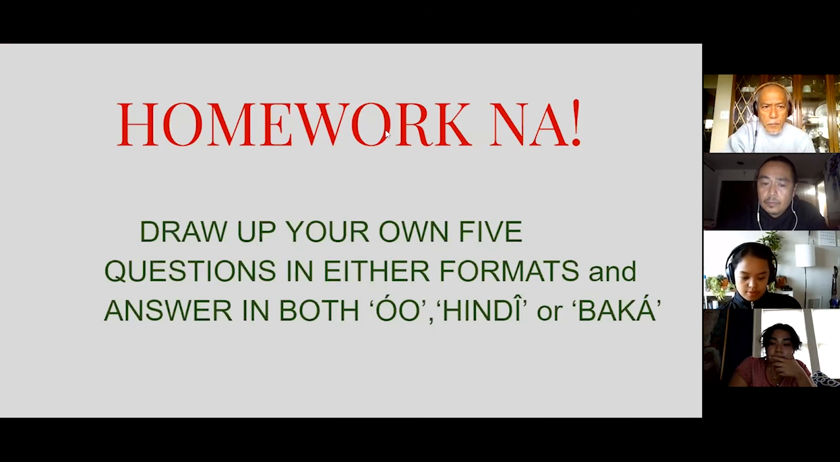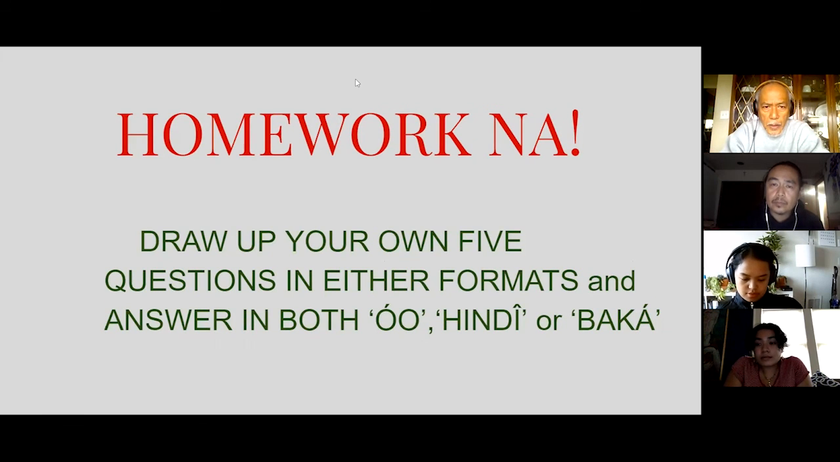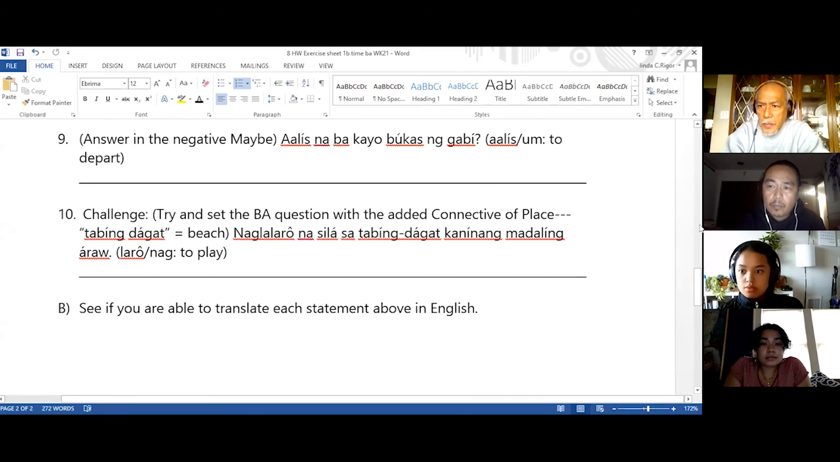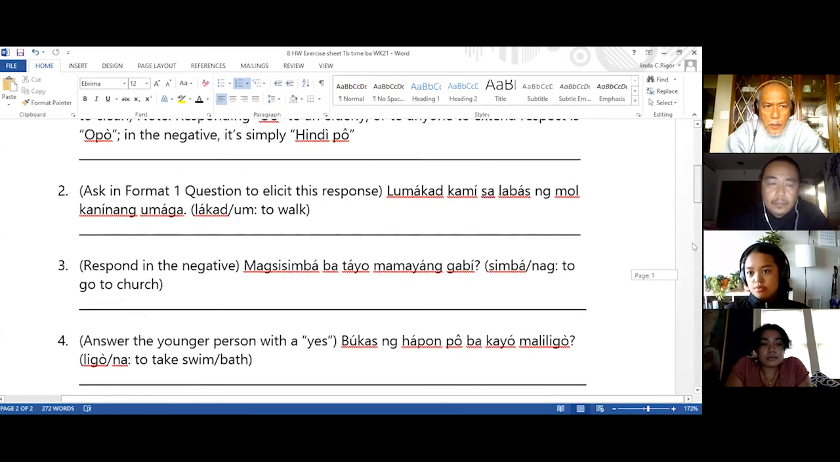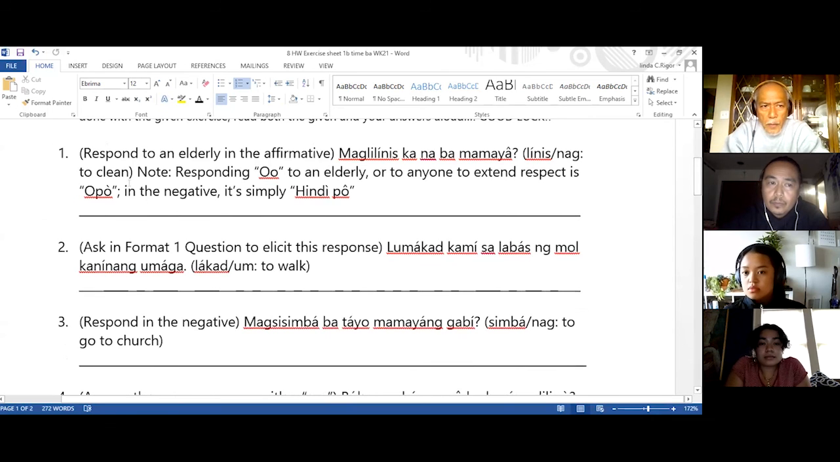Okay. So, we just had good timing here. Draw up your own 5 questions in either format and answer in both, oo or hindi, or maybe. And let me just shift here to show you the homework that I will be having you do. In the homework sheet that you will be getting, that I will be handing out, I will ask you in the direction, for example, respond to an elderly in the affirmative.